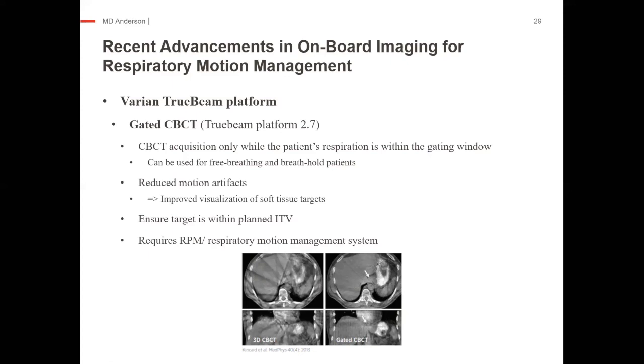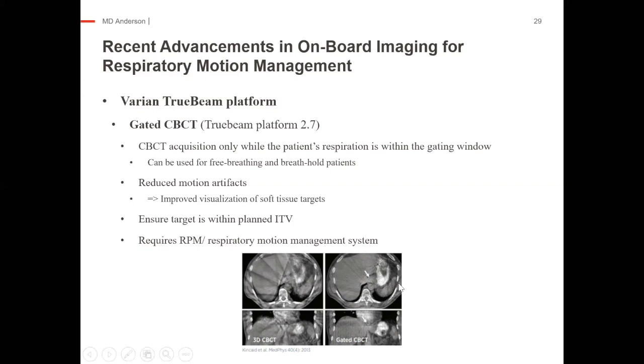With platform 2.7 for TrueBeam, there's also a number of specific respiratory devices, or software, I could say. The first is a gated cone beam. So the cone beam acquisition only occurs while the patient's respiration is within the set gating window. And the gating is integrated with the treatment module. You can use this for free breathing as well as breath hold patients. This reduces motion artifacts, obviously, so you have improved visualization of soft tissue targets. Make sure that your target is within that planned ITV, but it does require you to have that respiratory motion management system.